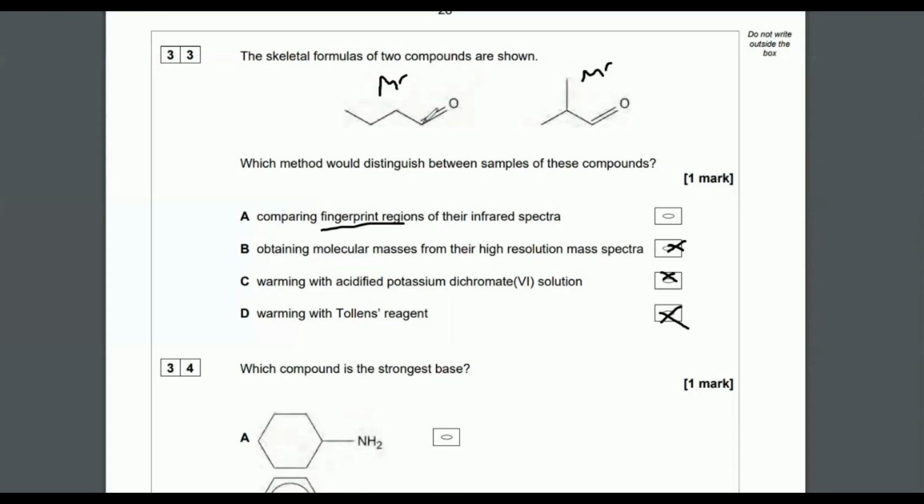They're going to have the same region for the carbonyl bond. That's not going to be different, but they're going to have a unique fingerprint region because they're different molecules. So you can always use that to identify something.